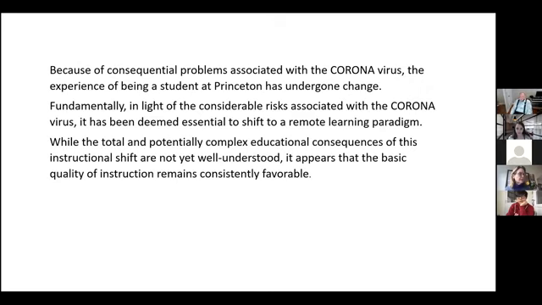So here are some sentences that I wrote, and this is maybe a pretty typical, but I don't think terribly well-written paragraph. Because of the consequential problems associated with the coronavirus, the experience of being a student at Princeton has undergone change. Fundamentally, in light of the considerable risks associated with the coronavirus, it has been deemed essential to shift to a remote learning paradigm. While the total and potentially complex educational consequences of this instructional shift are not yet well understood, it appears that the basic quality of instruction remains consistently favorable. This is a good example of probably how not to write for the web.